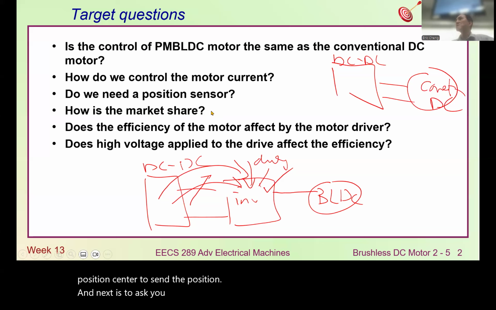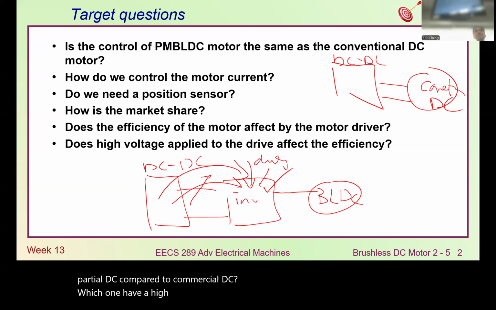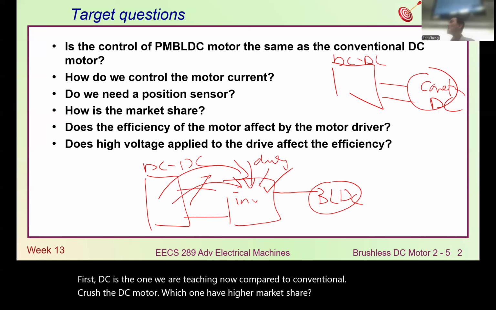Next is to ask you about the market share. How do you see the market share for brushless DC compared to conventional DC? Which one has a higher market share? Brushless DC, the one we are teaching now, compared to the conventional brushed DC motor. Which one has higher market share? This one more. For the brushless, it should be more. Yes, and actually it is getting more and more.